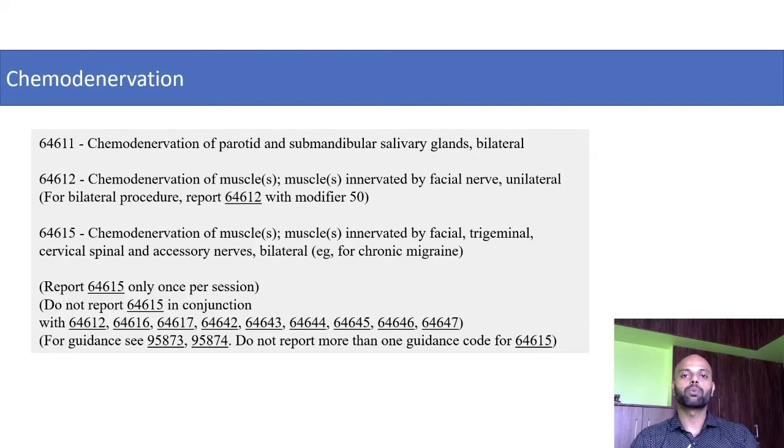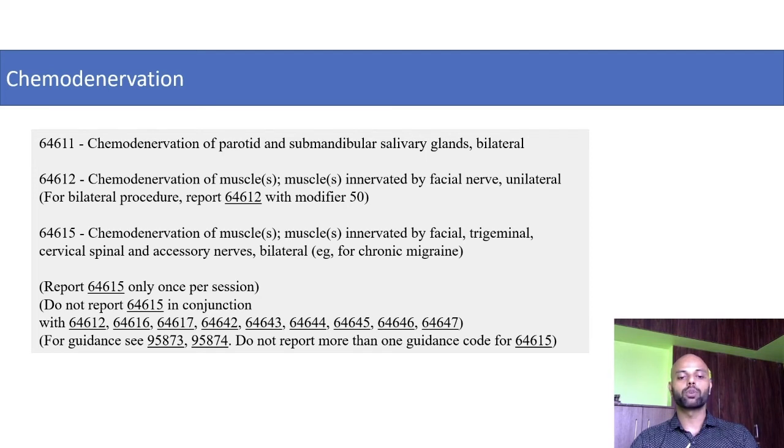Chemodenervation. When the provider uses a chemical component to destroy the nerve to control the pain, that's called chemodenervation. 64611 is for chemodenervation of parotid and submandibular salivary glands, bilateral. This code itself is a bilateral code, so there is no need for 50 modifier on this code.